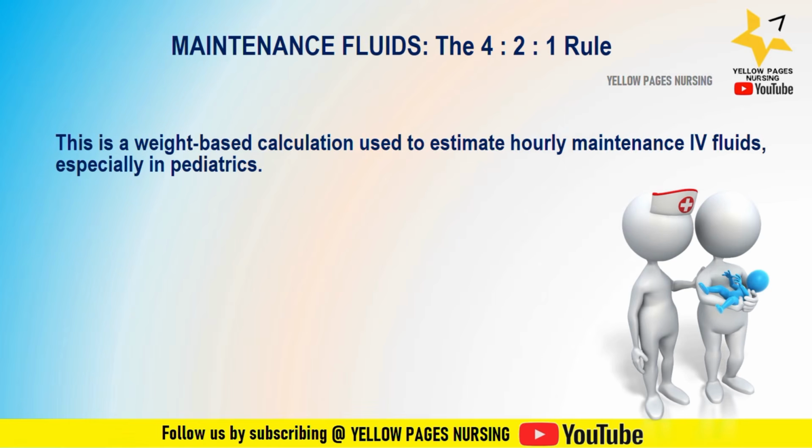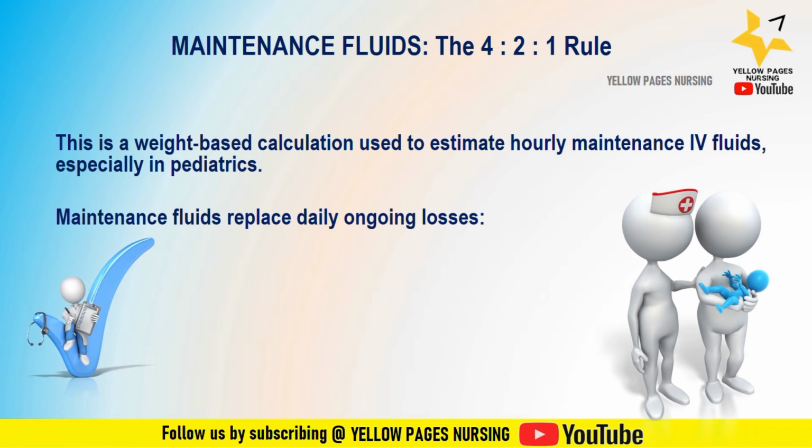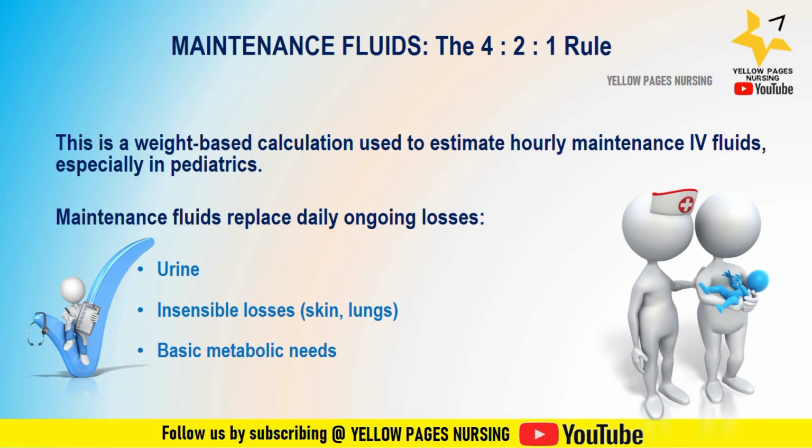Maintenance fluid usually replaces daily ongoing losses, which is through urine, insensible losses through skin and lungs, and basic metabolic needs. First, considering urine, for example, a child produces 500 ml of urine per day. Maintenance fluid replaces this lost water to prevent dehydration. Next is insensible losses through skin and lungs. For example, a febrile child loses water through sweating and rapid breathing. Maintenance fluids replace these unseen losses.